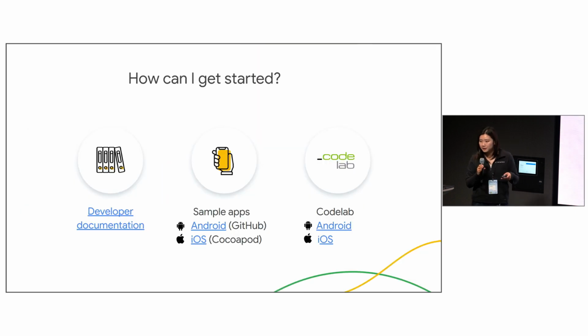So how can you get started? If there's one resource I would recommend you check, it is our developer documentation. It is very comprehensive. It covers all the capabilities and use cases. You can check out our sample apps that are hosted on GitHub and CocoaPods. And lastly, if you want to do what Yingchen has shown you, we do have a step-by-step tutorial guide on our Colab. And all these resources are linked in our developer docs.